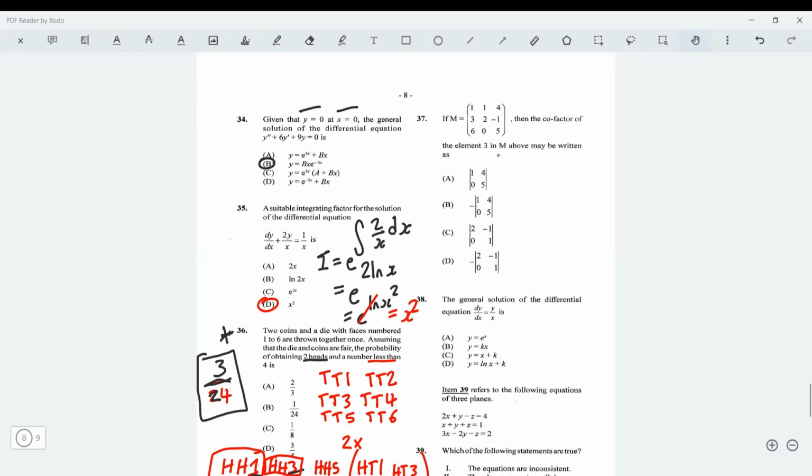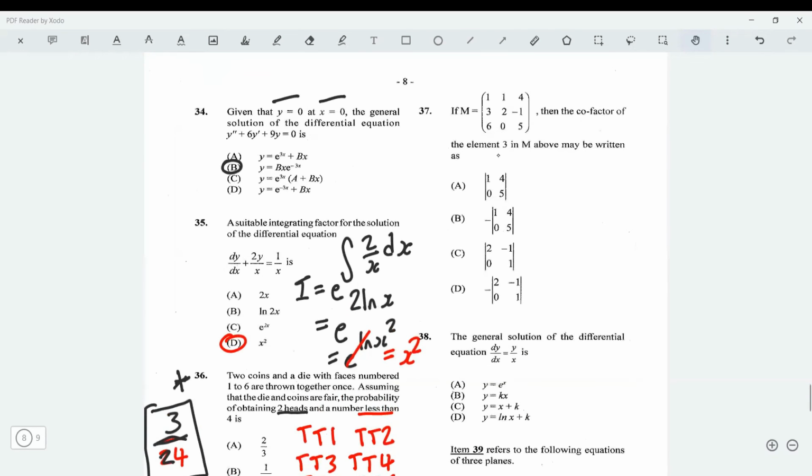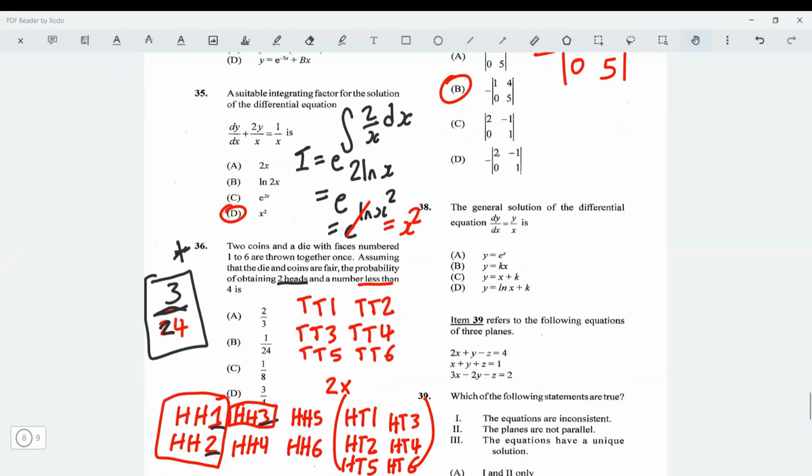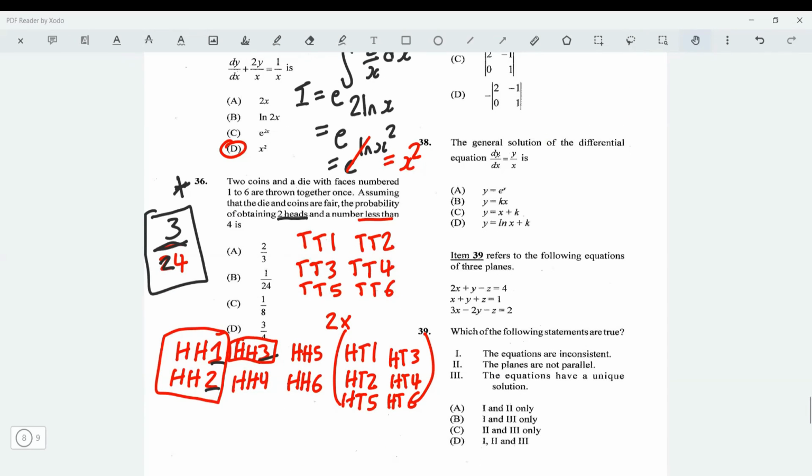Okay, now this one says find the cofactor of the element 3. So this is plus minus plus minus. So it's minus the determinant of crossing out the row and the column with the 3. That's 1, 4, 0, 5. That's option B. Nice.